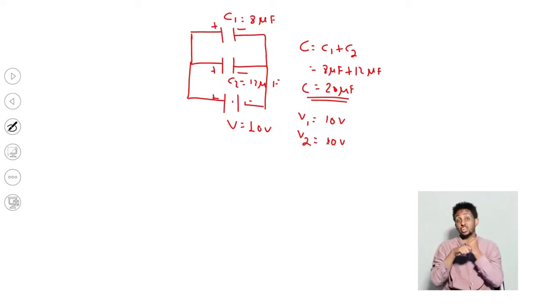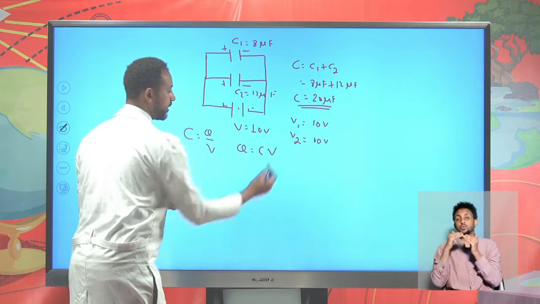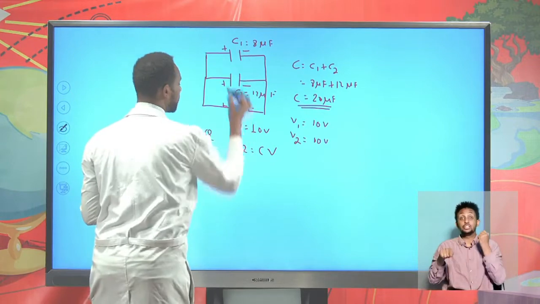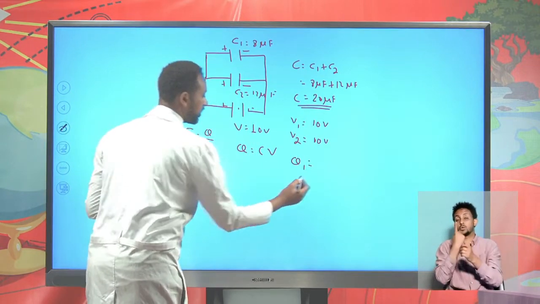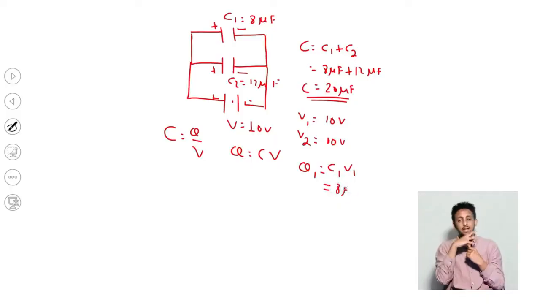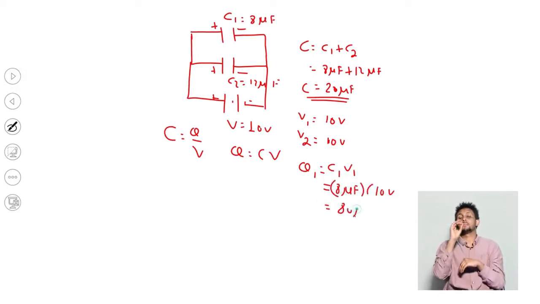Whereas the charge stored on each capacitor can be determined using the capacitor equation, C equals Q over V. We need to find the charge Q. Q is C times V, so you multiply the capacitance by the potential difference. The charge stored on capacitor 1, Q1, is C1 V1. We know that C1 is 8 microfarad multiplied by 10 volt, which gives us 80 microcoulomb. That is the amount of charge stored on capacitor 1.